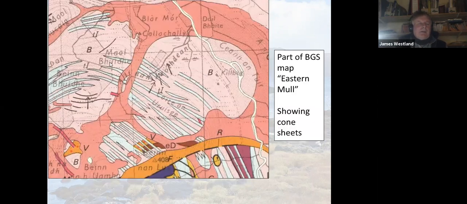This is how they appear on the BGS map. Now this is part of Eastern Mull. This is not far from Salen. And these pale blue things that you see curving round, those are cone sheets. And there's absolutely hundreds of the things. The map is covered in cone sheets.